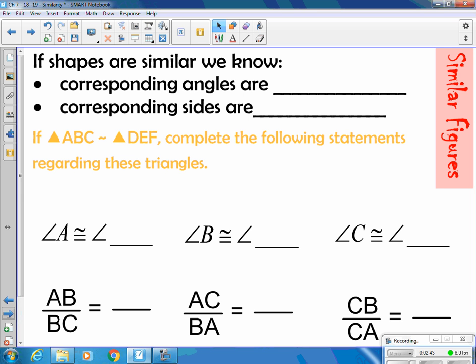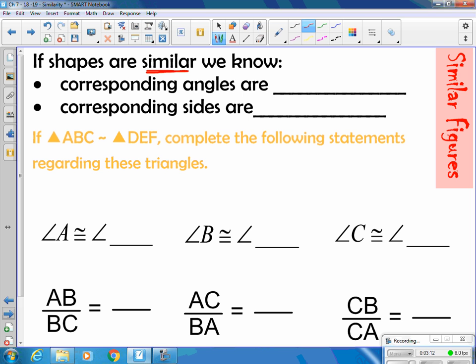Okay, so we've talked about things being congruent before. We know that congruent means equal. So if I tell you two shapes are congruent, we know that all their sides are congruent, all the same, and we know that all their angles are the same. This chapter is about similarity. We're having dilations. We know that dilations mean that things are not congruent.